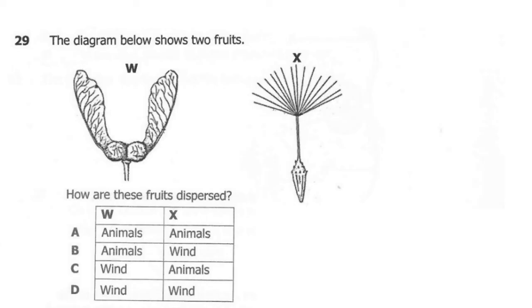The correct answer here is D, wind, and so W will be dispersed by wind and X by wind. So W has wing-like structures. This is the sycamore, which enable it to float in air, while X, the dandelion, has parachute-like structures, which are made from hair-like structures, so that it's able to be light and able to float in air. So that's why here our correct answer is D. Both are dispersed by wind. Excellent work, chat. Let's move on to the next question.